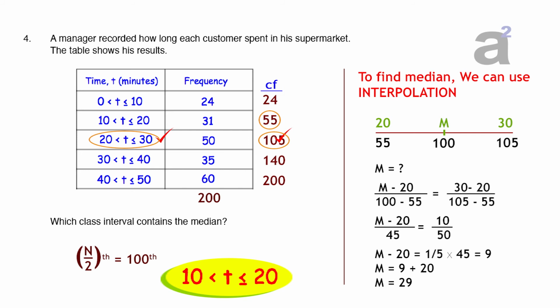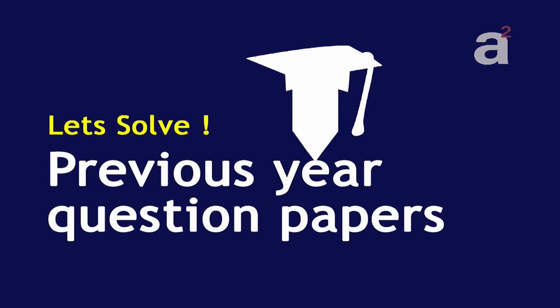Now you can simplify this. M minus 20 divided by 45 is equal to 10 divided by 50. Now M minus 20 is equal to 10 divided by 50 times 45, which is 9. So M is equal to 29. This is the median. Now let's solve questions from past papers.